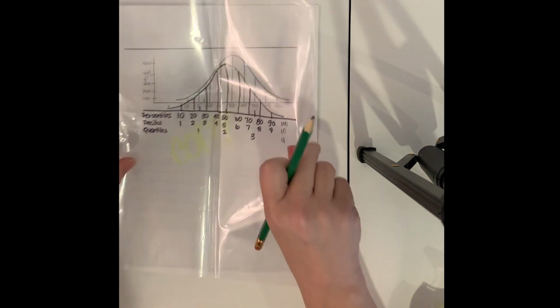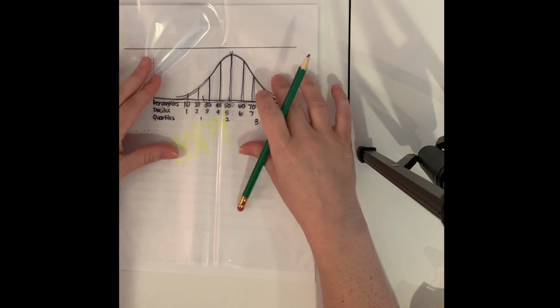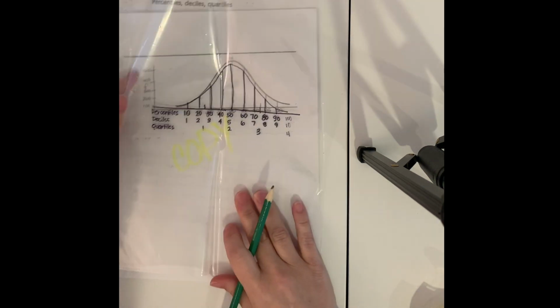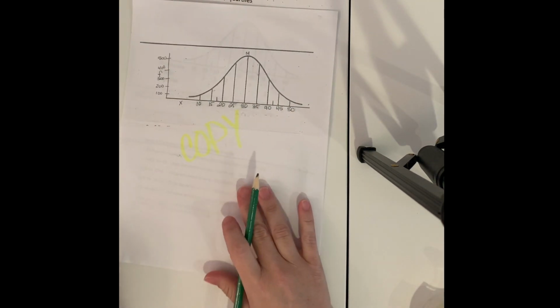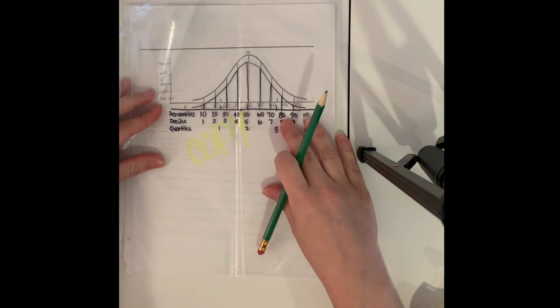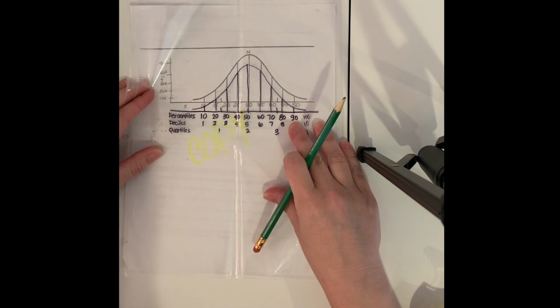So what I can do is take my normal curve template, which I've put on this transparency, because this curve is our standard of comparison. This is our template. It's unchanging. So if I put it on top of my specific data set, I can see how my scores on my data set line up with the percentiles, deciles, and quartiles.